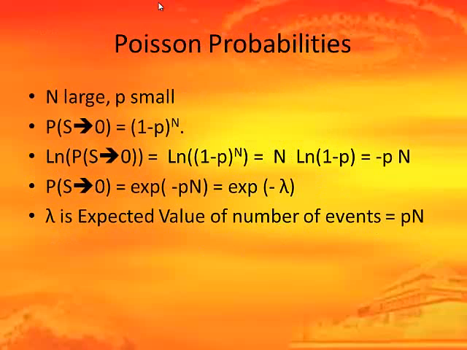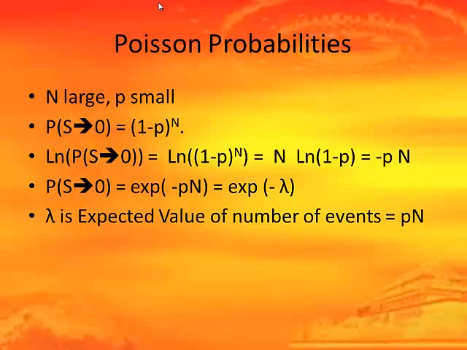Now, we are going to apply these rules to calculate the Poisson probabilities. So in the Poisson probabilities, you have n large and p small, and so we want to calculate what is the probability that s, the number of successes, is 0. This is a rare event. What is the probability it doesn't happen at all? Now, as the population size increases, this probability is going to go to 0. But how fast? That's what we want to know. So by the binomial calculation we have already done, this is 1 minus p to the n.